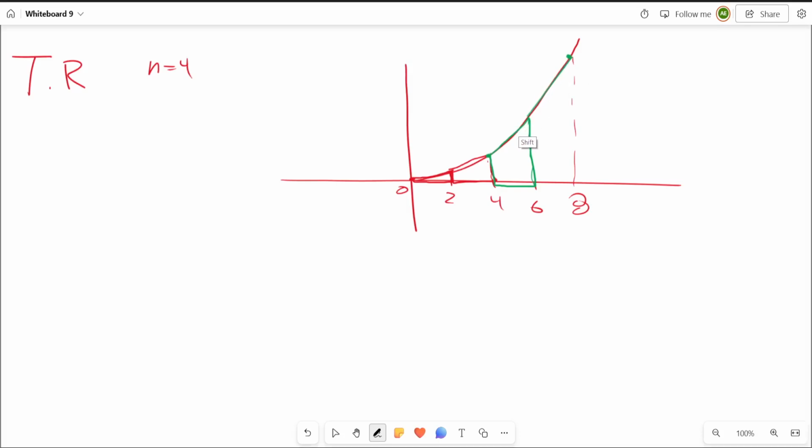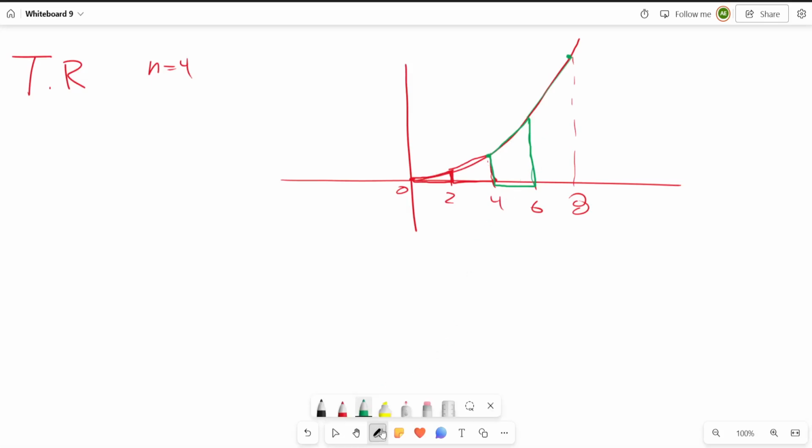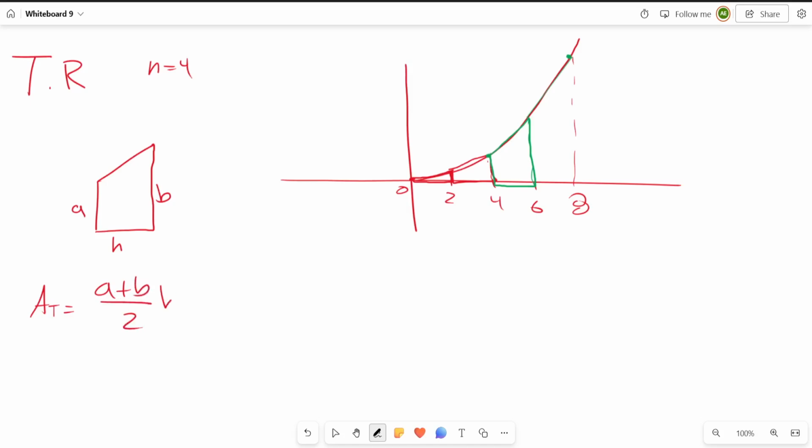So I will have another trapezium over here. So I will have 4 trapeziums, and now I will need to add up the areas of those 4 trapeziums. Okay, let's take this trapezium over here. Let's move it outside so it looks something like this. This side is A, this is B, and this side is H. The area of a trapezium is equal to (A plus B) over 2 times H.